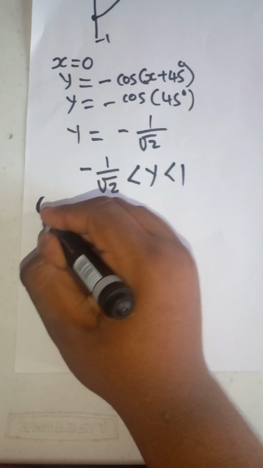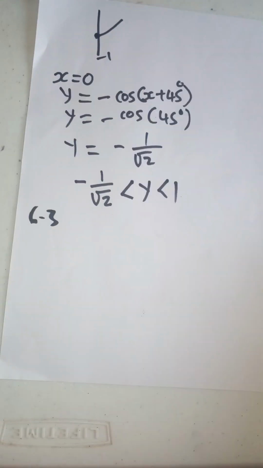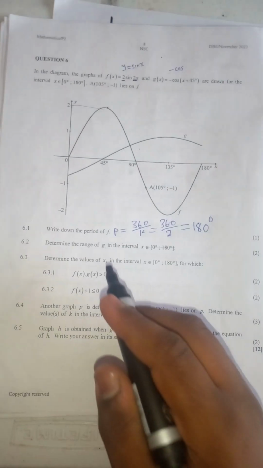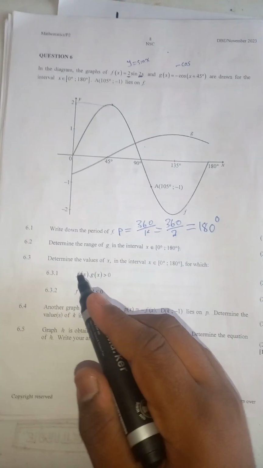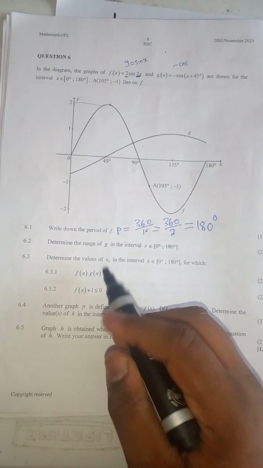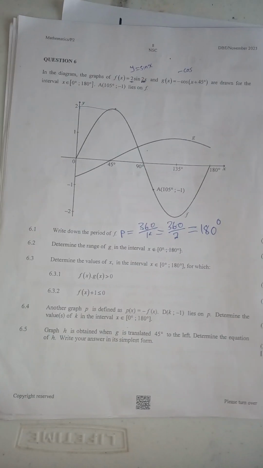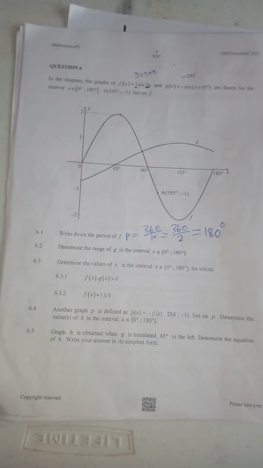And then 6.3: they are asking us to determine the values of x in the given interval for which f(x) times g(x) is greater than 0. In this question, these are the things that you must check.